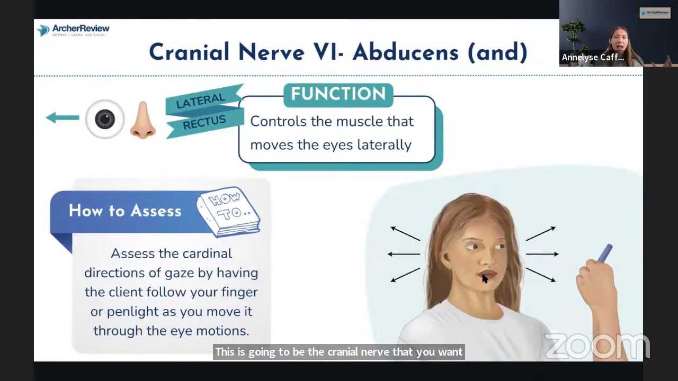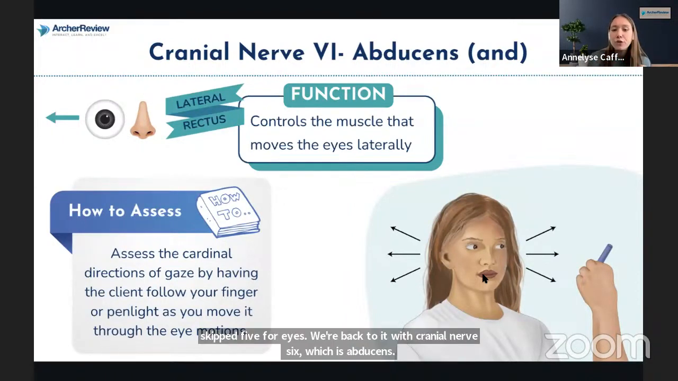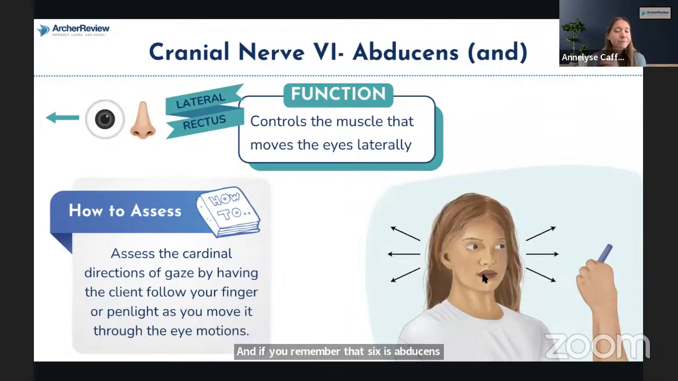Now, our last of the eye ones. Remember we skipped 5 for eyes. We're back to it with cranial nerve 6, which is abducens. And if you remember that 6 is abducens, you can remember what direction the eye moves. Because remember, abduction, which is one of the movements of the body, is when you move something away from the body. So I like to think of that as like abduct. So if something gets abducted, it gets taken away from you.